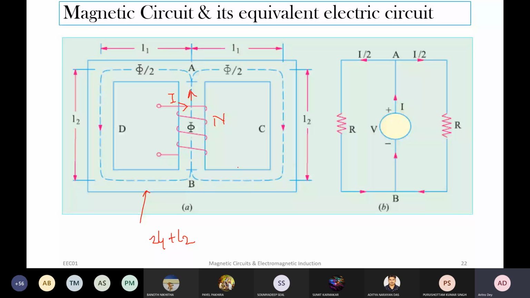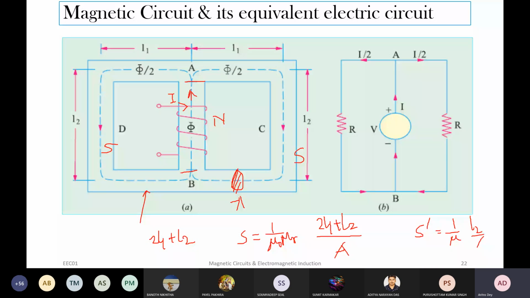The cross section area is the same throughout, which is say A. So for this path the reluctance is equal to 1 by mu0 mu r into (2L1 plus L2) divided by A. Say this is S, having reluctance S. This path also has reluctance S. And for this one, the length is only L2, so if it has a different reluctance S dash, it is equal to L2 divided by mu0 mu r A.